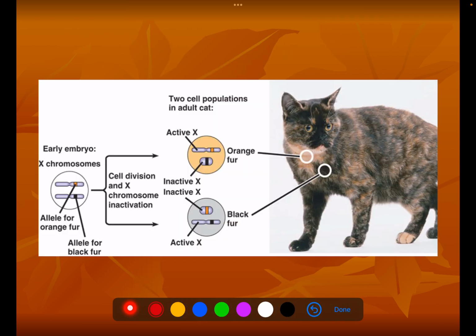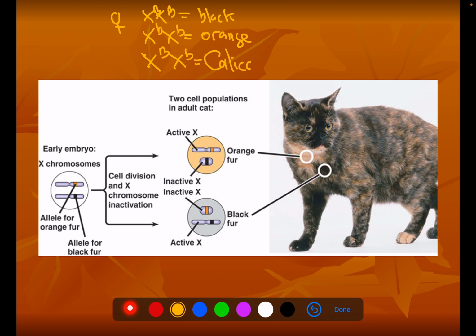All right, this is the calico cat. The calico cat appears to show us an example of codominance, right? The calico cat can have these genotypes. So the female can be X big B, in which case she's black. She can be X little b, let's say, in which case she's orange. Or she can be X big B, X little b, in which case she's calico, meaning she's both black and orange. You should recognize that as looking like codominance.